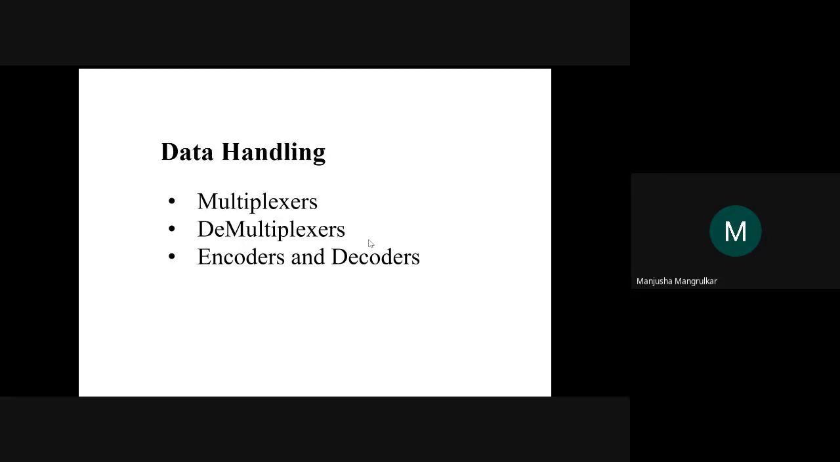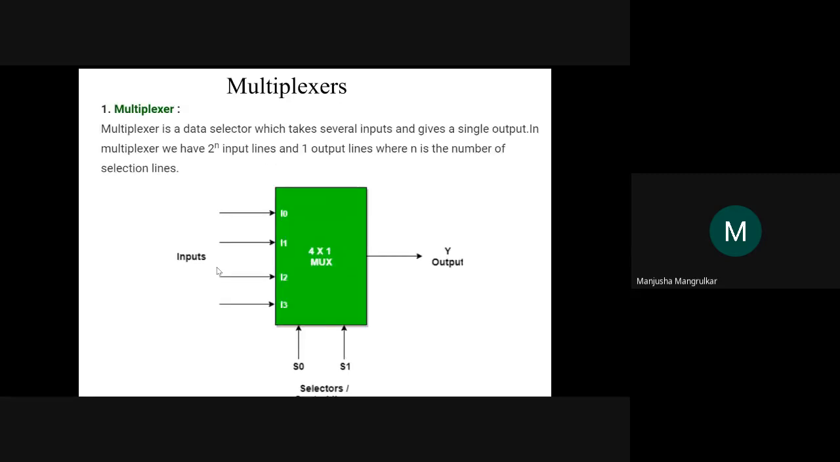Data handling is covered by three parts: multiplexer, demultiplexer, encoders, and decoders. So in today's lecture we will see mux, multiplexer, and demultiplexer. Now, what is a multiplexer? The word itself says something, and we can find the definition of the multiplexer.